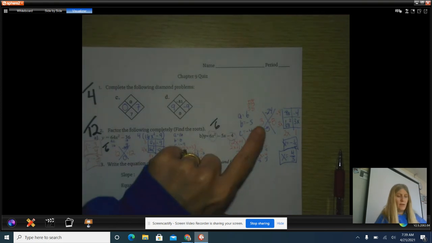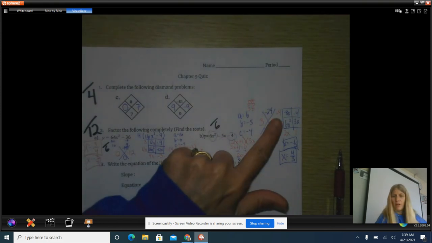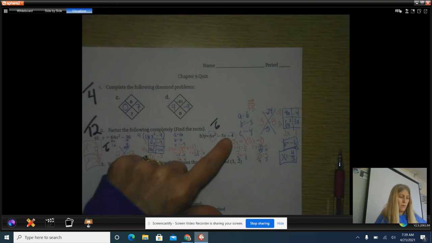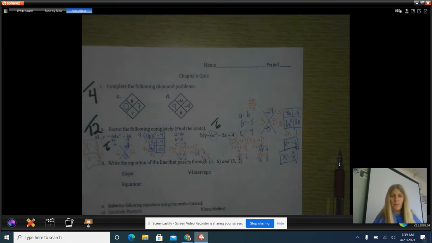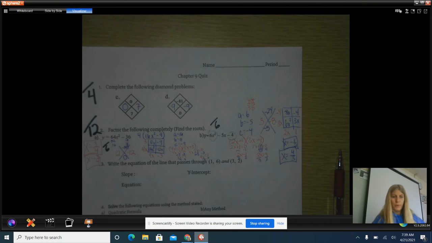1 point for the diamond problem, 1 point for the generic rectangle, 1 point for product form, 1 point for each root, and 1 point for the root.